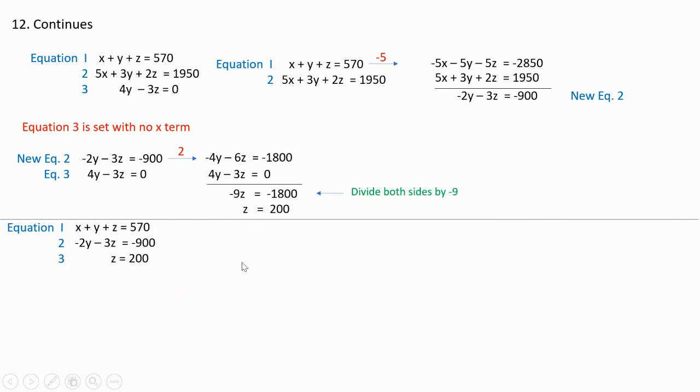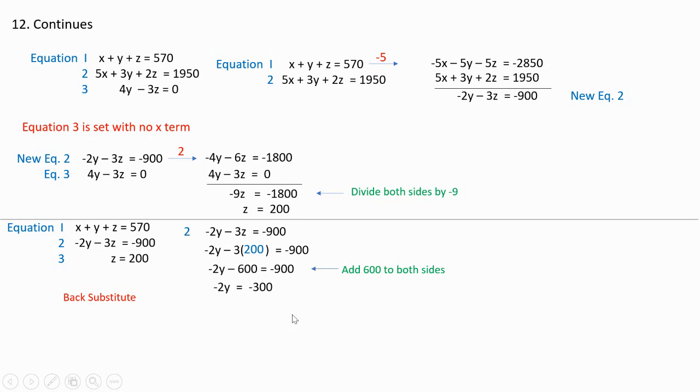Now let's go back and substitute. Let's go back to equation 2 and plug in 200 for z. So we get -2y minus 600 equals -900. We add 600 to both sides. So it becomes -2y equals -300. We divide both sides by -2. And the result is y equals 150.